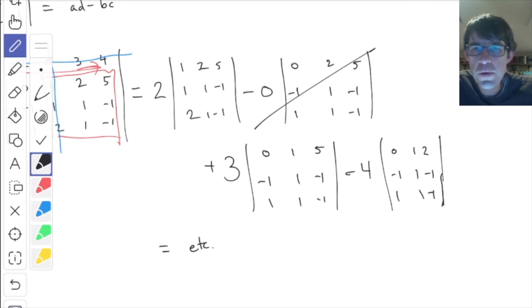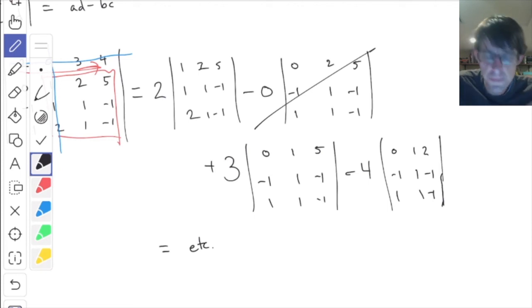It's probably a good idea for you to learn how to push the button on your calculator that finds the determinant. Your calculator can do this fairly easily, so that's another thing you should look into. All right, that's the basics of the determinant.